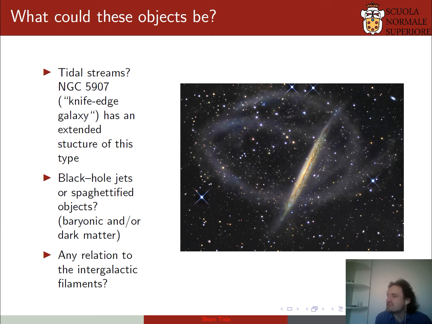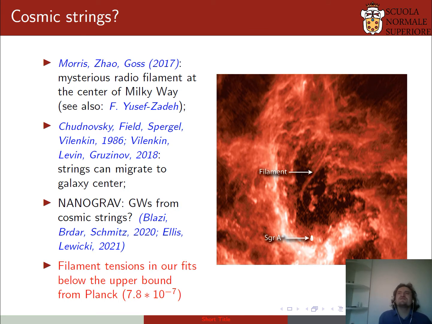Since the spaghettification effect is gravitational in nature, the spaghettified filaments could be made of either baryonic or dark matter. Then it could be conjectured that they could be related to the larger intergalactic filaments. It would be possible if the galaxies in question lie at the nodes of the intergalactic filamentary network, the large-scale structure. And finally, one should consider the more exotic possibility, the cosmic strings.